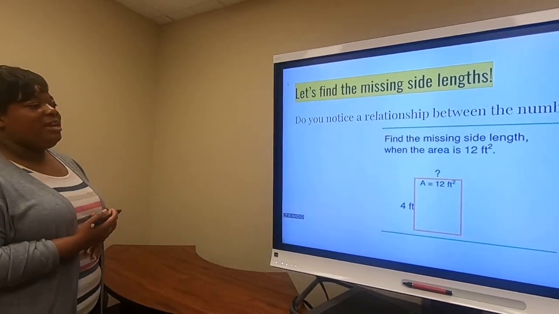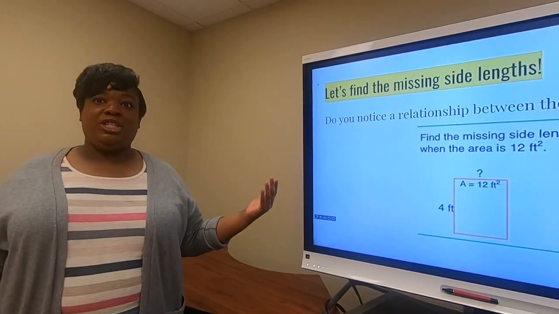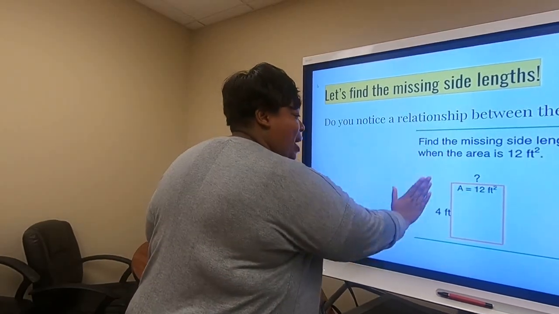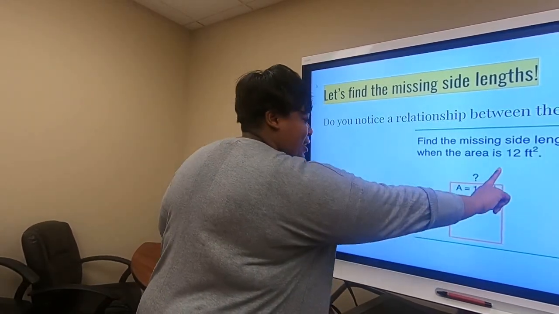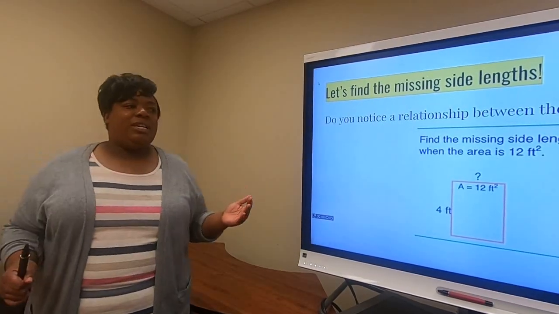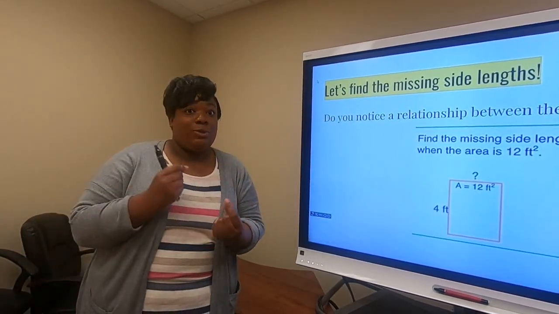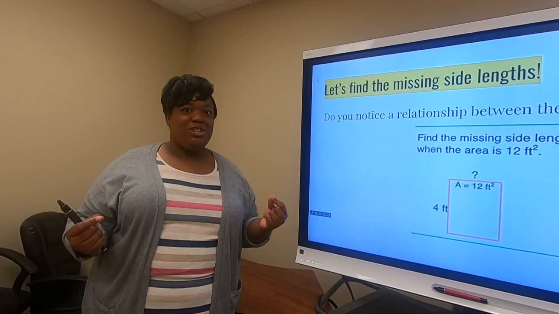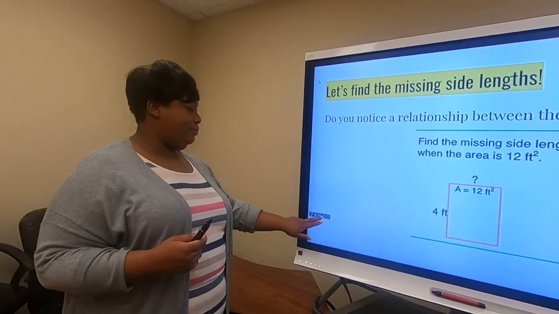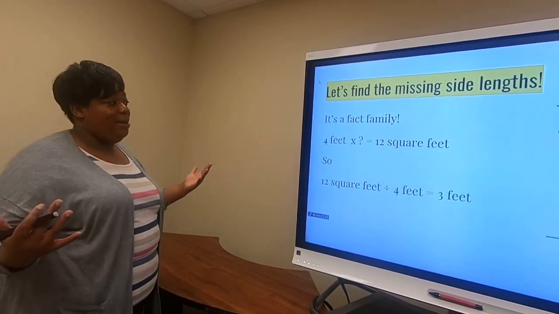So what I want you to think about is, what is the inverse operation of multiplication? Because you do know that you have to multiply this unknown side by this long side, and you should get this. Now let's think about what I tell you in class. I always tell you, division is just backwards multiplication, right? So if you're thinking division, you are correct. If you look and see, it's actually a fact family, okay?